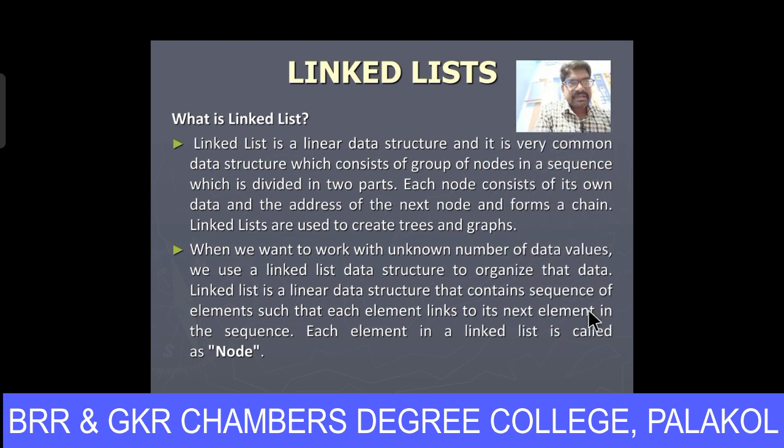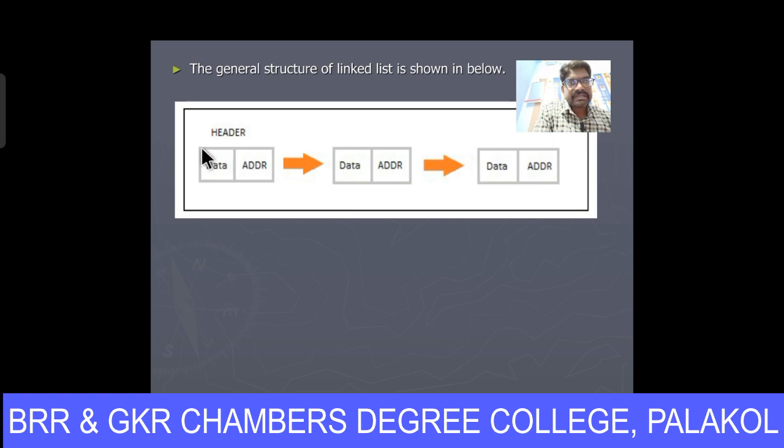So the next concept is linked list. So what is a linked list? A linked list is a linear data structure and is a very common data structure which consists of a group of nodes in a sequence, divided into 2 parts. So already you know, linked list is a linear data structure like arrays. It is a very common data structure. The node contains 2 parts.